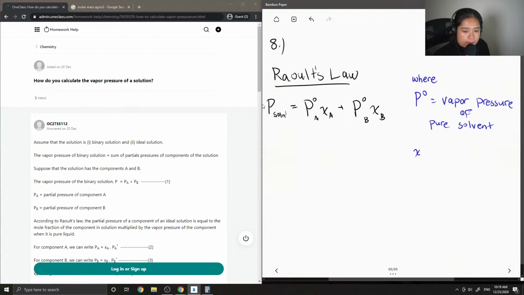And X is the mole fraction of the amount of dissolved solute present.